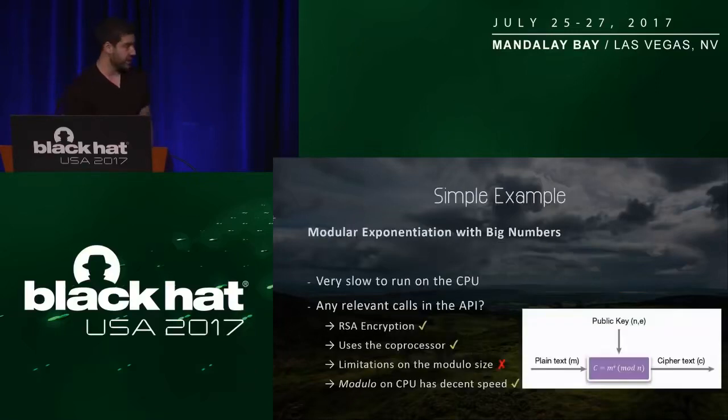So here's a very simple example. If you want to do modular exponentiation with big numbers, you go to the API and you realize that RSA encryption is actually modular exponentiation, so I can use that. And then you use the coprocessor, which is very fast, but there are some limitations. These are technical problems regarding the modulo size, and here is where you use the CPU to make it all work regardless of the modulo that the user provides. And this is a very simple example.